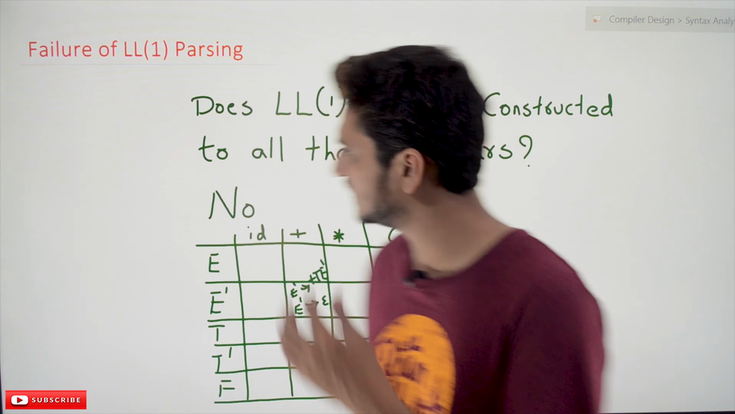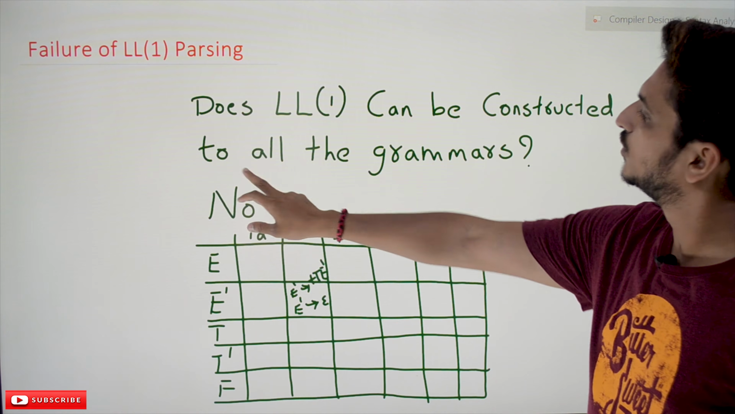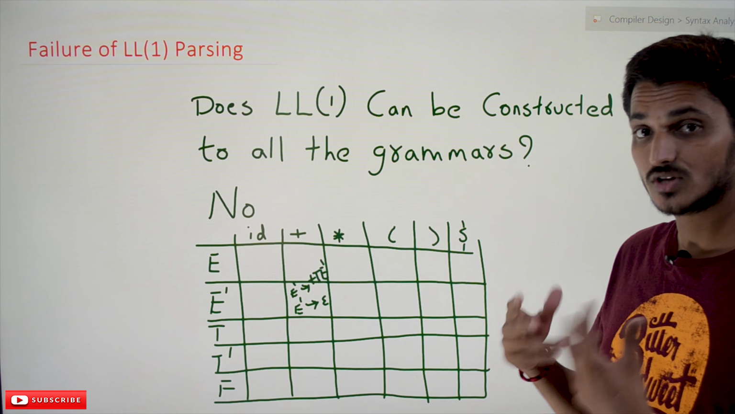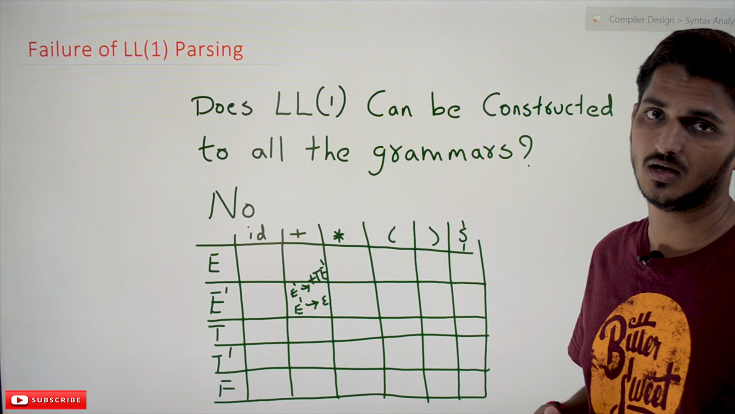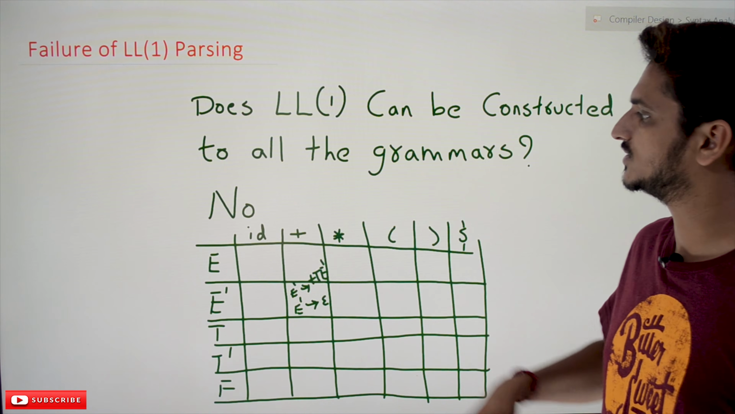Coming to today's class, can LL1 be constructed for all grammars, whatever the grammar that has been given? Can we construct LL1 for all of them? No, we cannot construct. In which situations it is going to fail, that we have to understand.